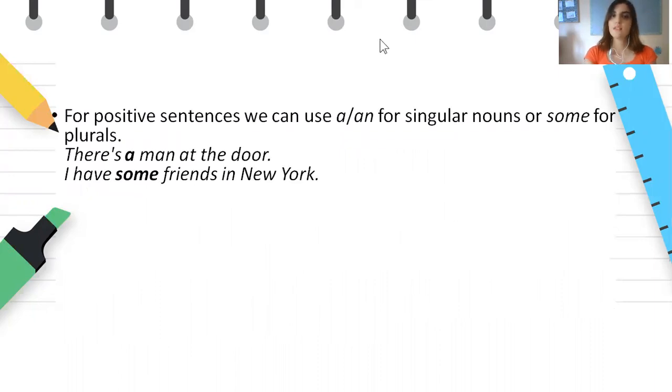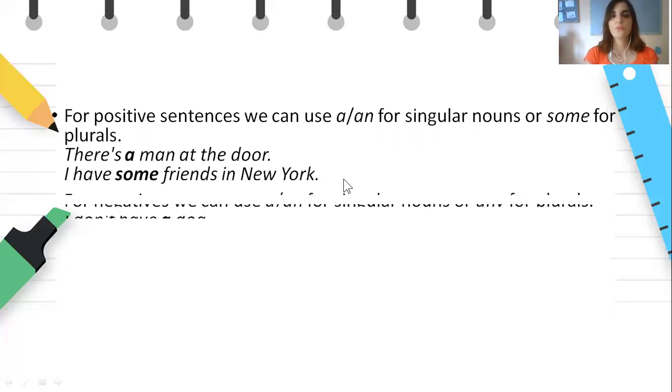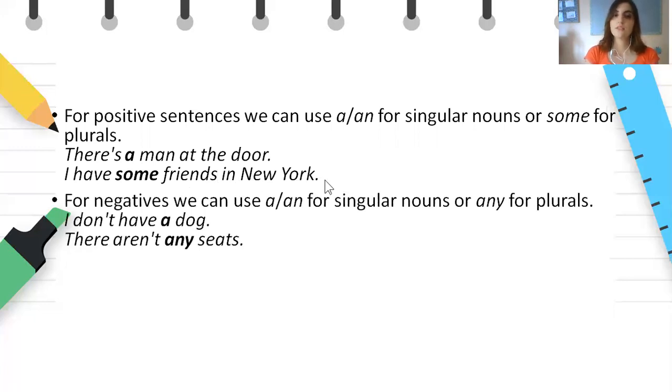For positive sentences, we can use a or an. For example, there's a man at the door, for singular, or some for plural. I have some friends in New York. For negative, we can use a or an for singular nouns, such as I don't have a dog, or any for plural. For instance, there aren't any seats.